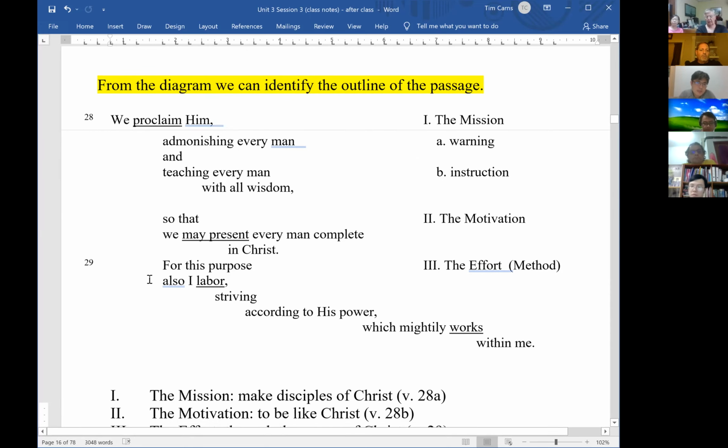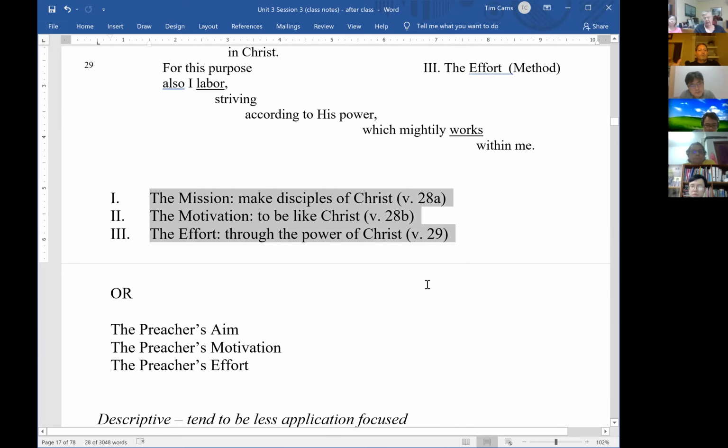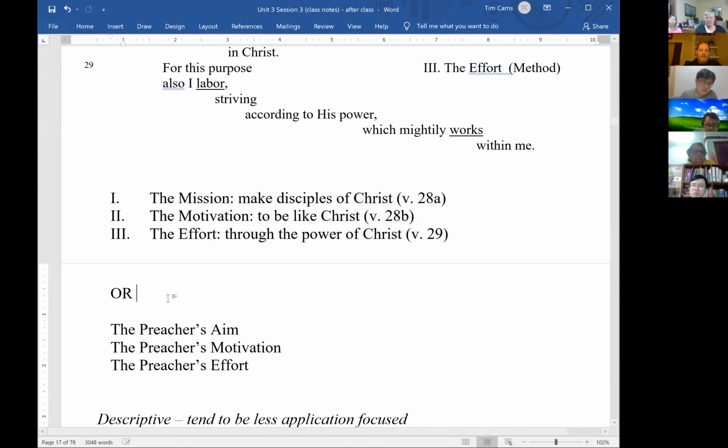But I wouldn't use this outline for a general congregation, because then it's too disconnected from them, right? You're talking about the preacher's aim, the preacher's motivation. Well, if I'm sitting in the congregation, I'm not a preacher, I'm like, well, okay, that's fine. That's your job. But it doesn't really apply to me. That's why the first outline is more directed to a congregation in general. So the second outline would be if I am speaking to a group of pastors or church leaders.